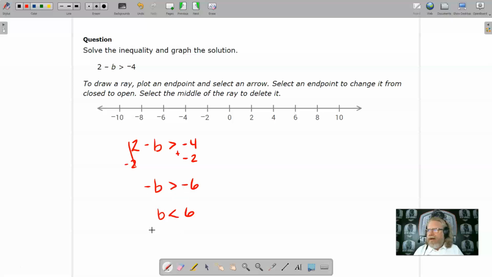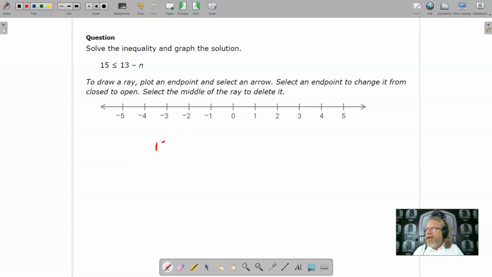And now I can go ahead and graph my answer. That's a b, not a 6. So b is less than 6. So finding 6, we want an open dot, and it's going to go to the left. And again, selecting 0 might be a good one to check out there. 2 minus 0 is 2. Is 2 greater than negative 4? Indeed it is.